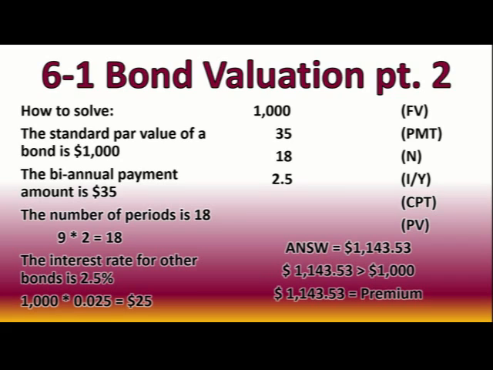So 18N. All right, comparable bonds, 2.5% biannually, I should say, just to make sure, is 2.5 I over Y. Compute present value. You should get an answer of $1,143.50.